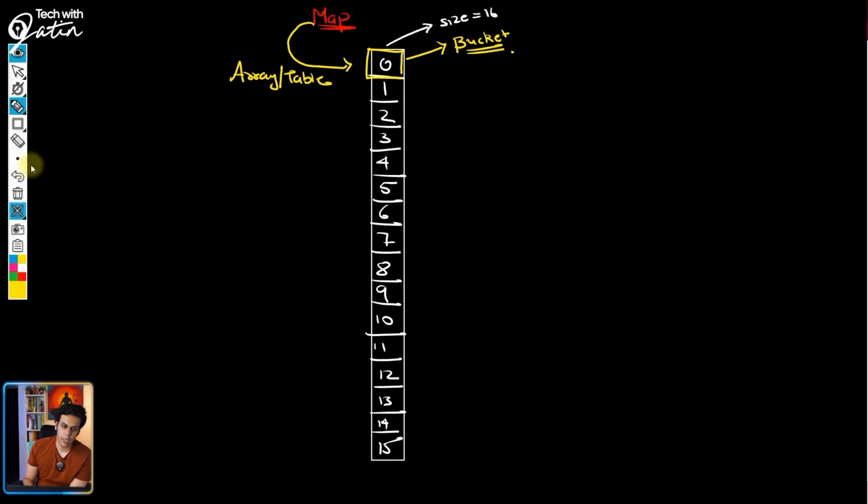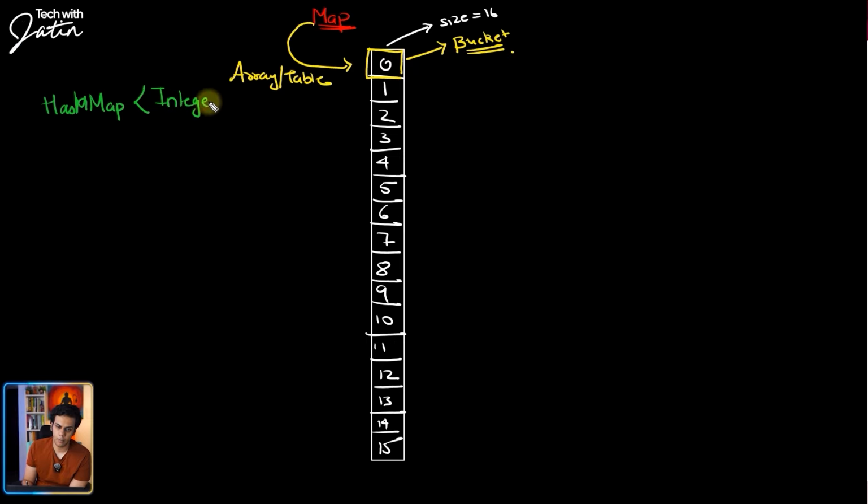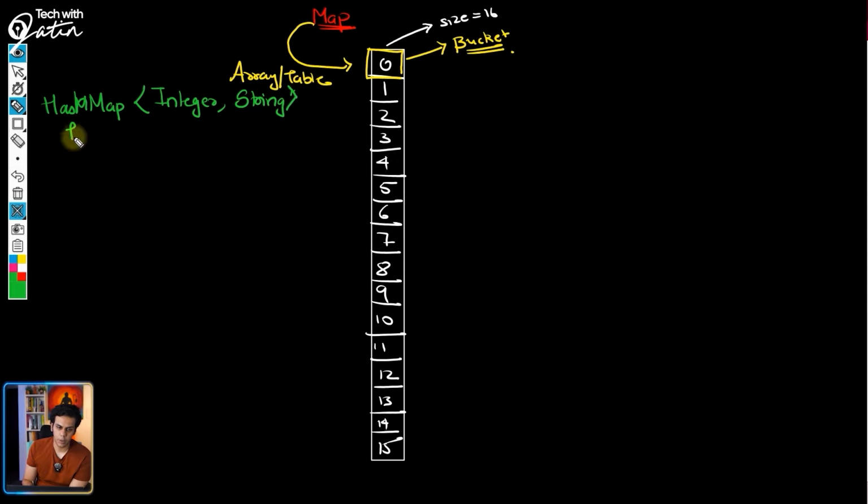Now, let's say I try to create a hash map. I'm going to say HashMap of, let's take the simplest form, Integer, String. I'm going to call this HMap equal to new HashMap. So when you create an object of HashMap, this table gets created.